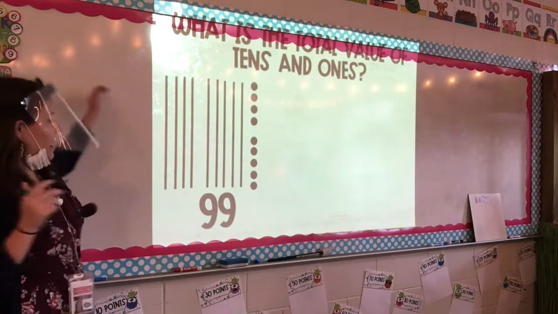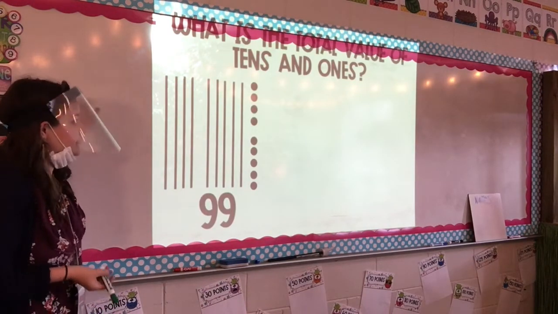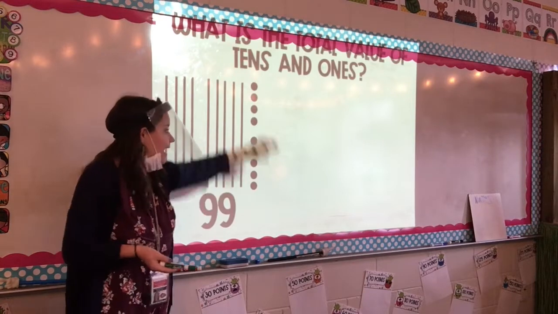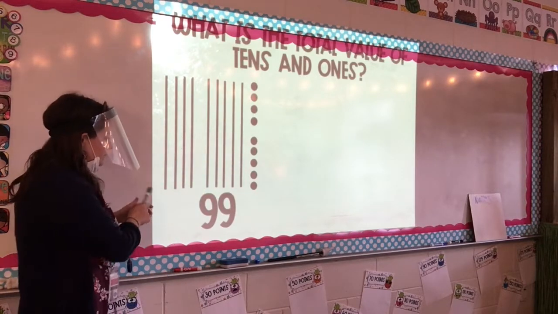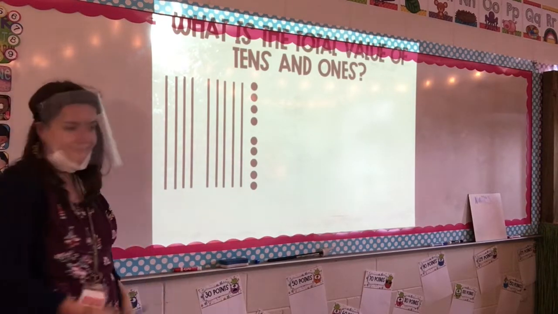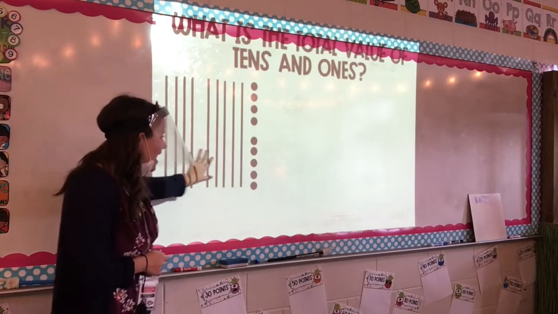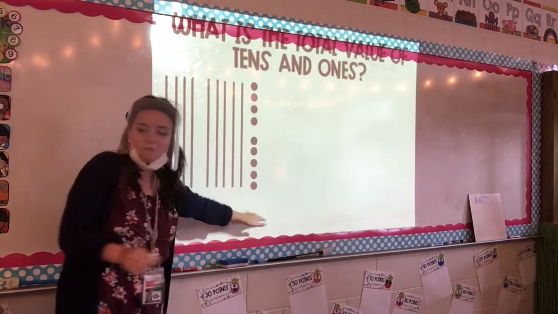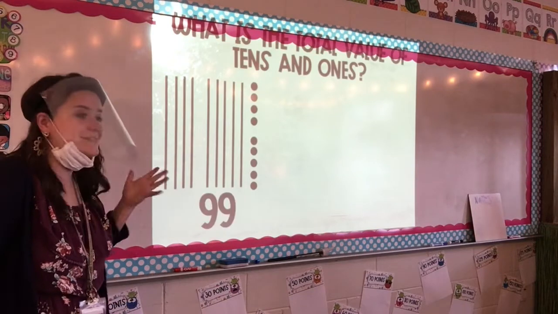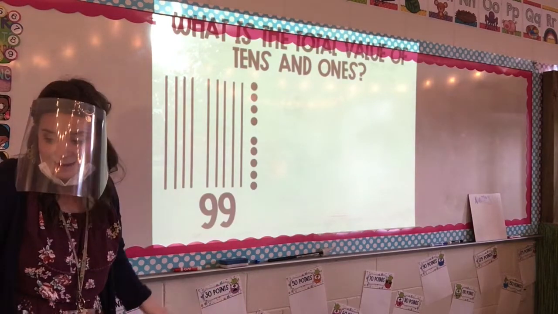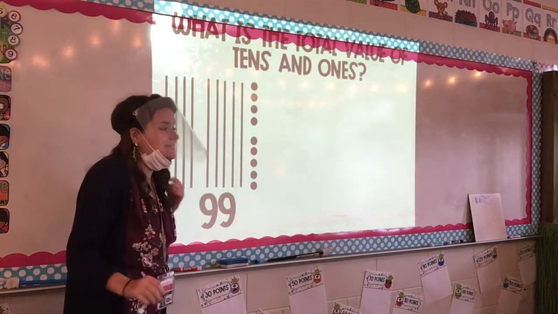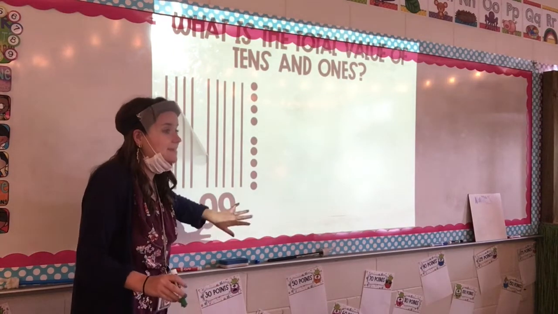Good job. Oh my goodness, look how many we have. This is a lot of lines and a lot of dots. Let me count them. Oh no, it already revealed it. Now y'all know. I've got 9 tens and 9 ones. So you already know it's 99. What would be the say 10 way for 99?